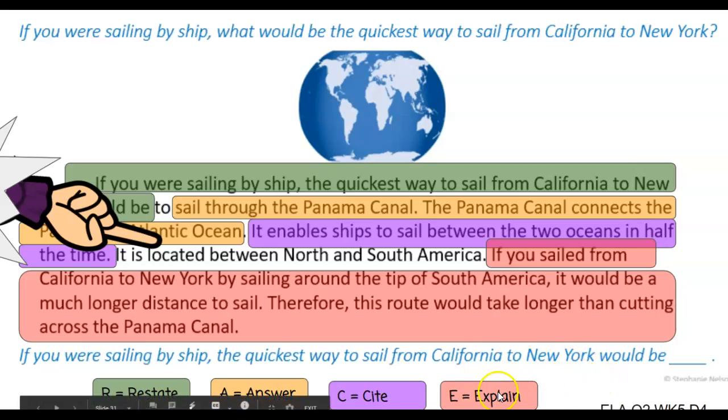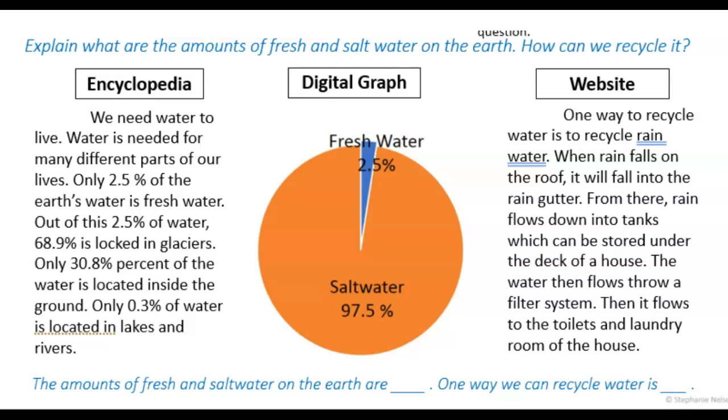And then explain, this pink is your own ideas. Whoever answered this, this is not word for word from the text. It says if you sailed from California to New York by sailing around the tip of South America, you would be going a much longer distance. And so by cutting through the Panama Canal, you save yourself time. That wasn't exactly said in the text. That's putting all your evidence together. And so that would be your explanation part. So RACE.